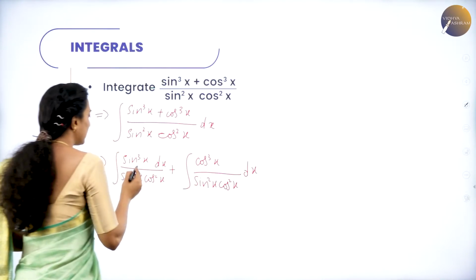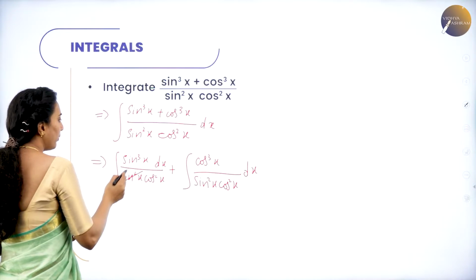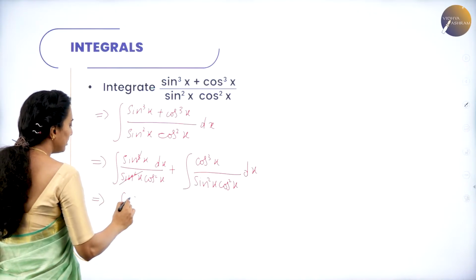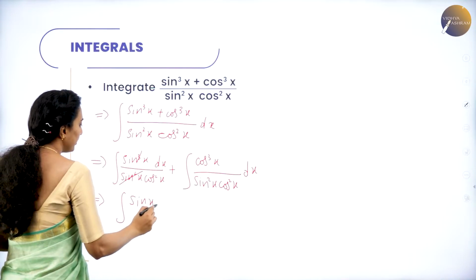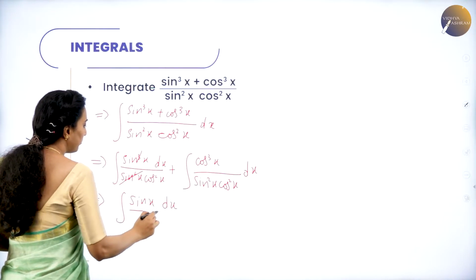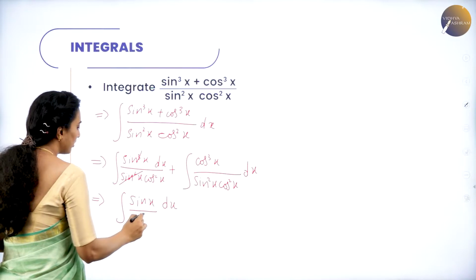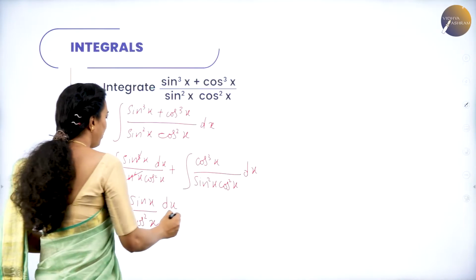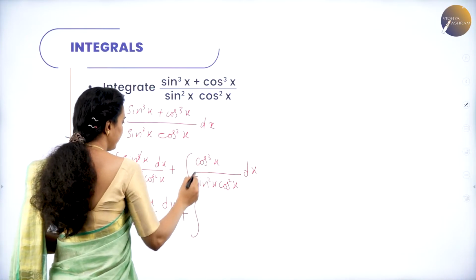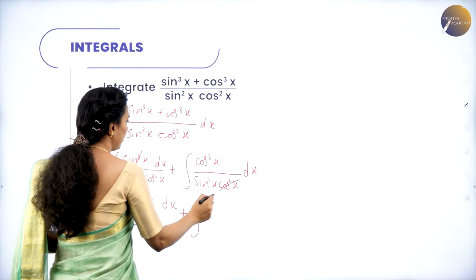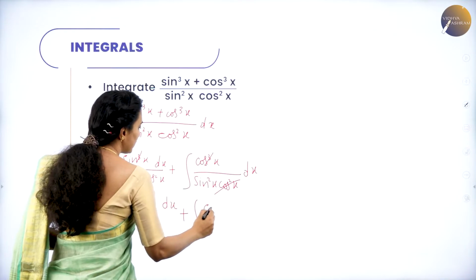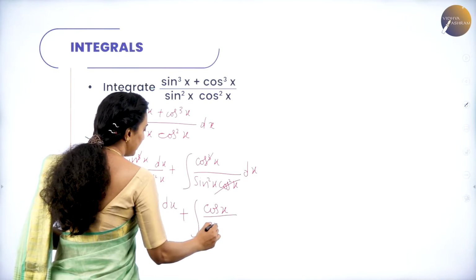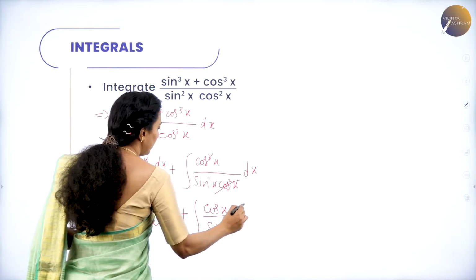Now what happens to this condition? See, in the first term sine squared x will get cancelled. Remaining in the numerator is sine x into dx divided by cos squared x, right? So plus, again here, in the second term cos squared x will get cancelled. Remaining is cos x divided by sine squared x into dx.